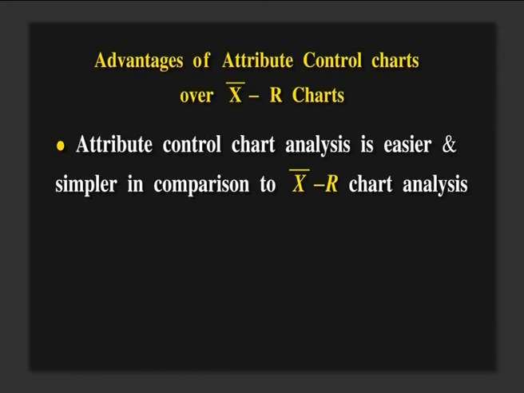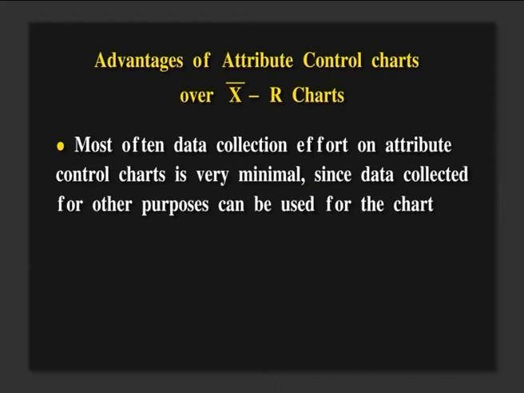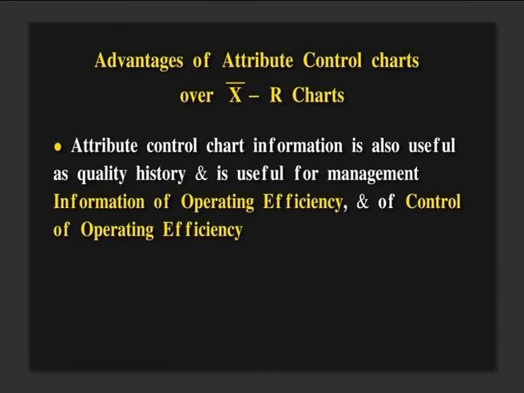Attribute control chart analysis is easier and simpler compared to X bar R chart analysis. Most often, the data collection effort on attribute control charts is very minimal, since data collected for other purposes can be used for the chart. Attribute control chart information is also useful as quality history and is useful for management information on operating efficiency and control of operating efficiency.